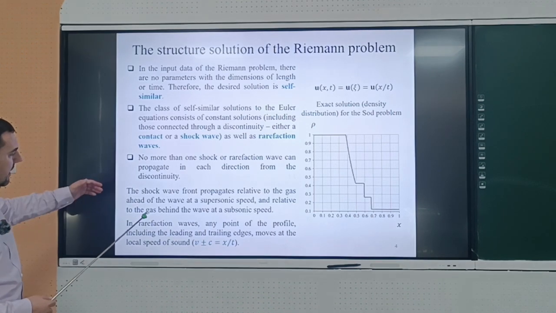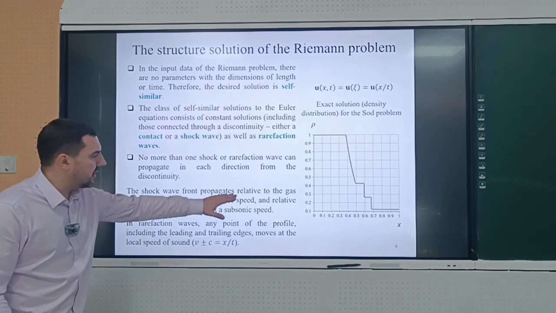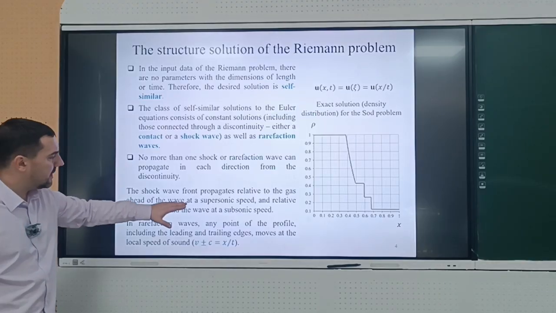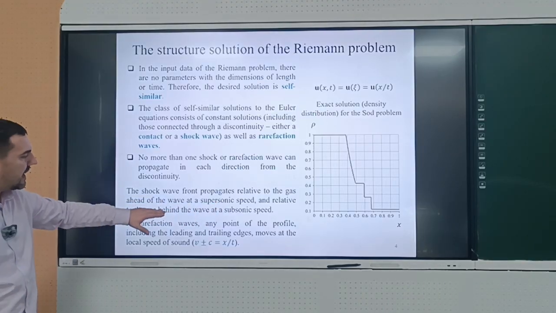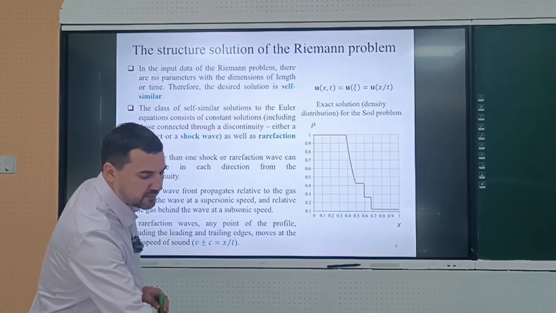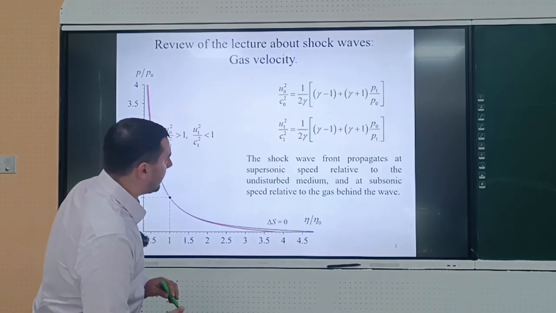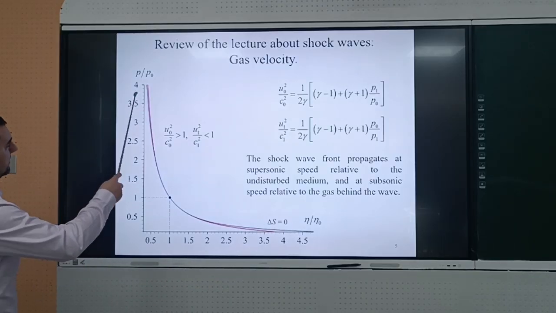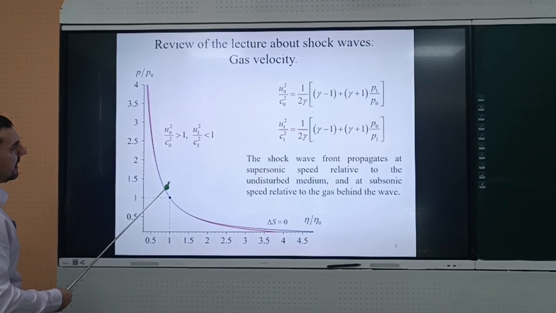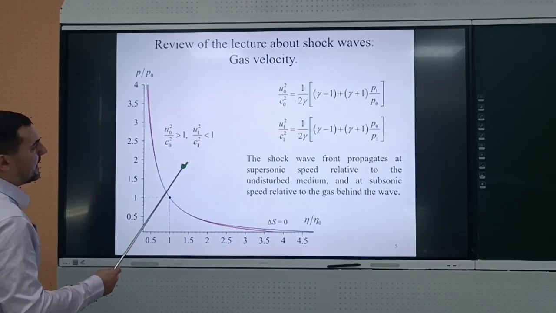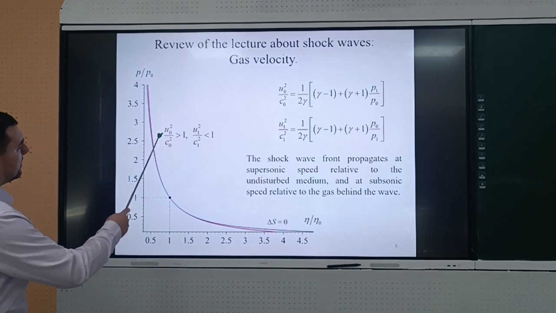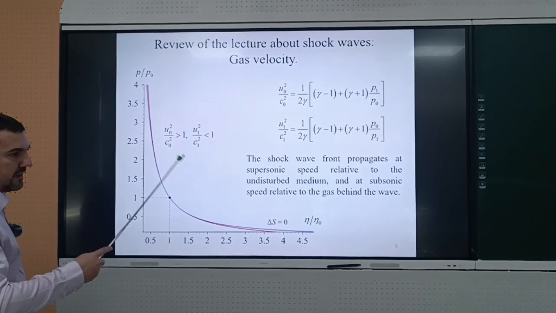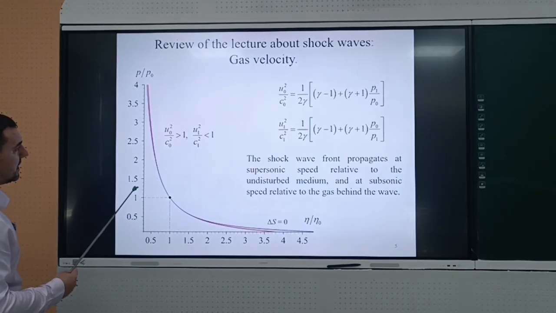For example, we proved that the shock wave front propagates relative to the gas ahead of the wave at a supersonic speed, and relative to the gas behind the wave at a subsonic speed. I'd like just to remind you this slide from the lecture about shock wave. So we consider this Hugoniot adiabatic curve, and this red curve is the physically relevant curve, and we analyzed the velocity of gas, and we proved that U is V minus D, where V is the velocity of gas and D is the velocity of the shock wave.